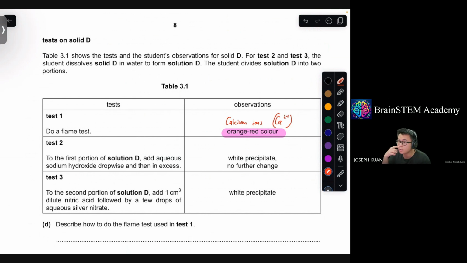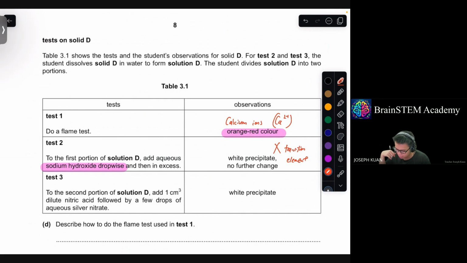Moving on to test 2. To the first portion of solution D, add aqueous sodium hydroxide dropwise and then in excess. There is a white precipitate and no further change. So this tells us that it is a non-transition element. Okay, this is also a cation test. It's similar to the ammonia question just now. So it is not a transition element because it doesn't form a colored precipitate.